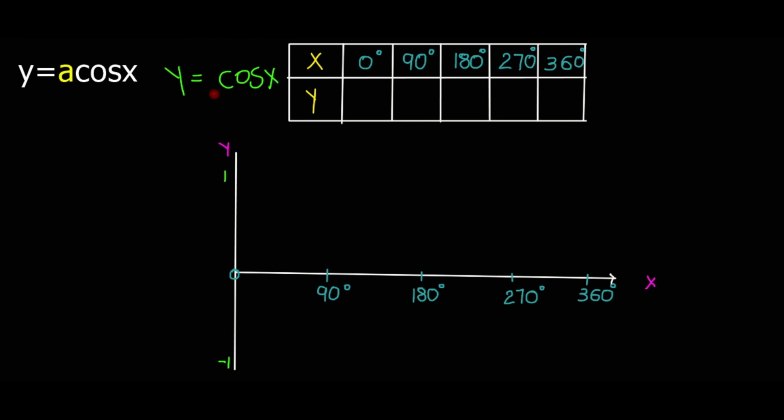So you press your calculator cos, and substitute the x values. You will get 1, 0, -1, 0 and 1, and then we can join our points and draw a graph. 0 and 1 is this one, and then 90 and 0 is this one, and then 180 and -1 is this one, 270 and 0, 360 and 1 is this one. And then when we join our points, we get something like this one.